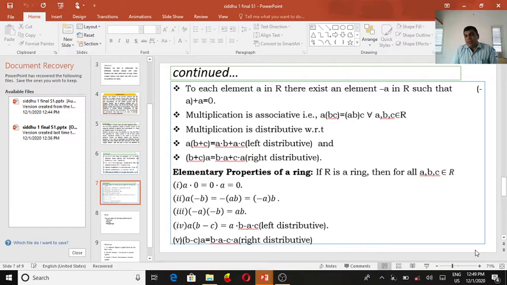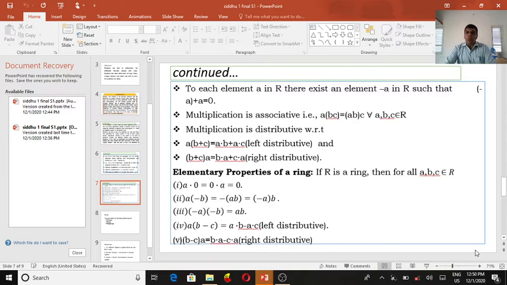You are multiplying an element on the right hand side. That is called right distributive. These are all simple properties regarding rings. This property holds in a ring. That is called a ring, an algebraic structure under addition and under multiplication. This holds in any ring.